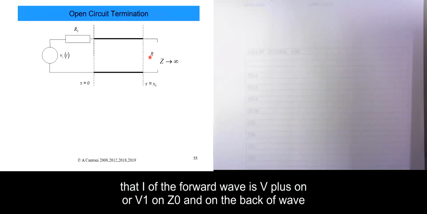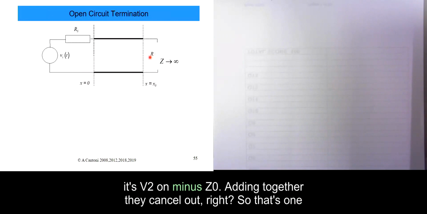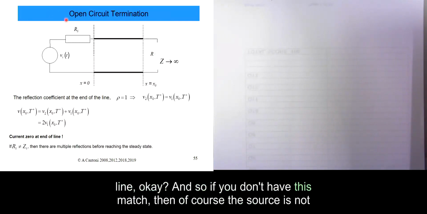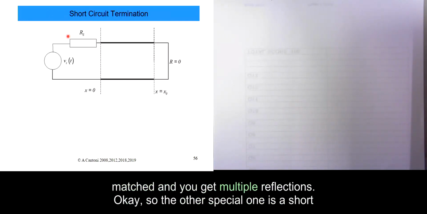Because we know that the current of the forward wave is V plus on Z naught, and of the backward wave it's V2 on minus Z naught. Adding together they cancel out. So that's one thing to remember: the current has got to be 0 at the end of the line. And if you don't have this matched, then the source is not matched and you get multiple reflections.